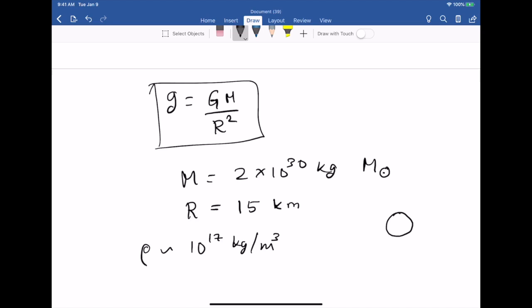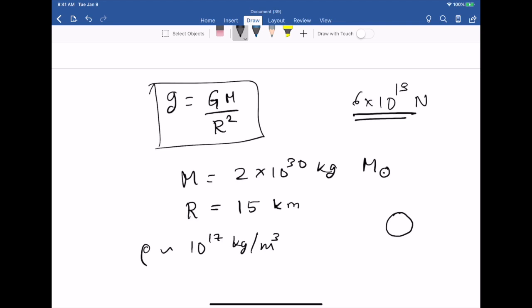So anyway, if you plug these numbers into the formula for g, you can get the value of g near the surface of a neutron star. And then you can do mg to calculate the weight of the person near the neutron star, and that would come to 6 times 10 to the power of 13 newtons. That would be the weight of a person near the surface of a neutron star.